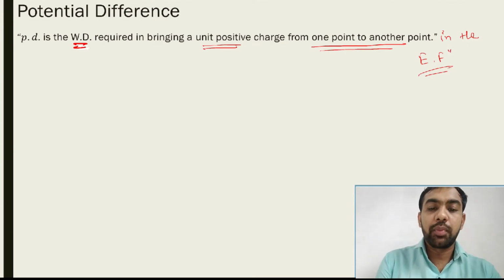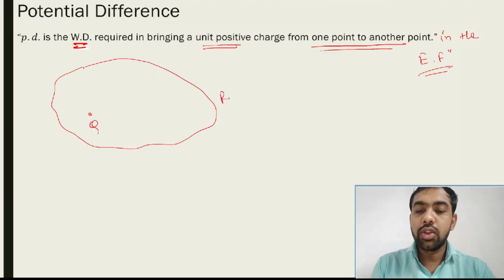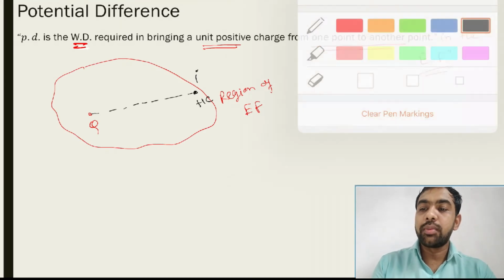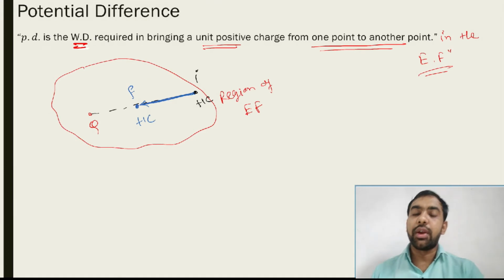So let's consider the simple one. Suppose here is the Q and this is a region of electric field. Consider the simple situation. Suppose a charge of plus 1 coulomb is somewhere here. That is the initial point I. Now this charge is moved from the initial point to the final point. So 1 coulomb is moved from here to here, I to F.